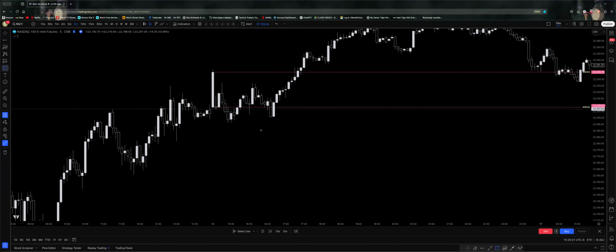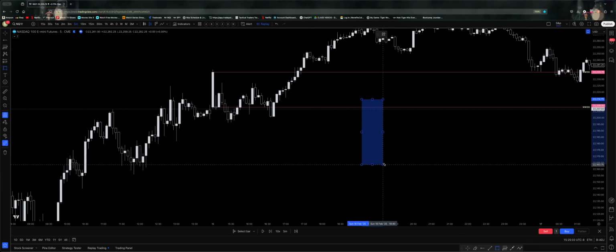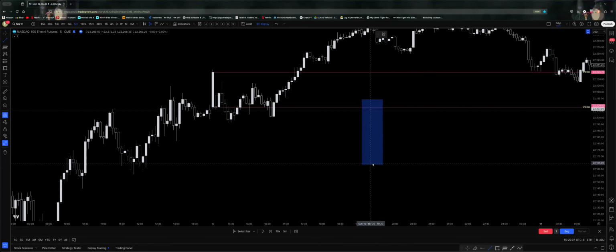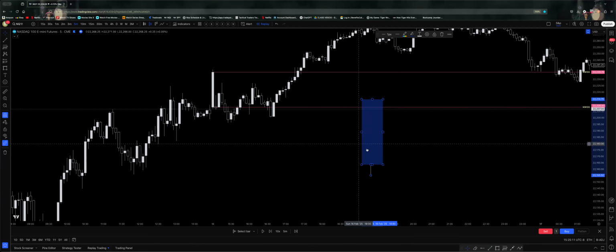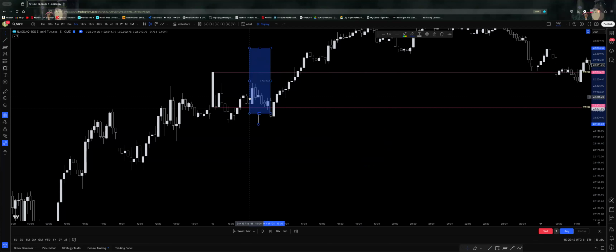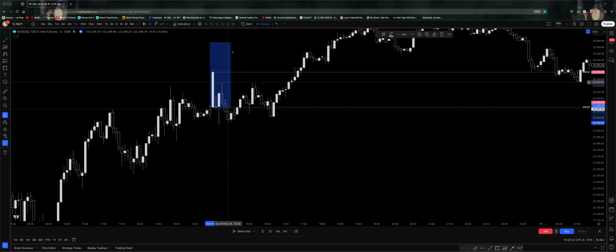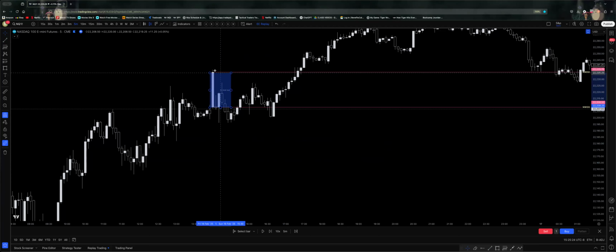So if we're looking at the weekly, this is basically how this candle looks like. So we open right here. We have this wick come down to here, and then we expanded. So we pushed up, came down here, and then we expanded up.